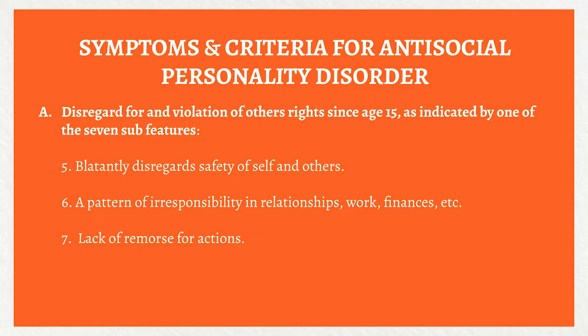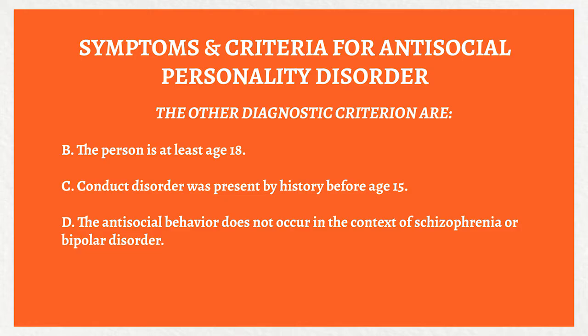Correct. Yeah. And as you can see on the graphic, the other criteria is that the person needs to be at least 18. Conduct disorder was present by history before the age of 15, and when a therapist is putting together all of this information, they're also going to be careful to make sure that none of these behaviors are because of schizophrenia or bipolar disorder.